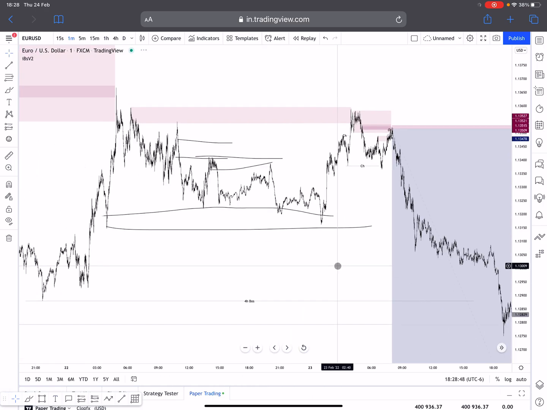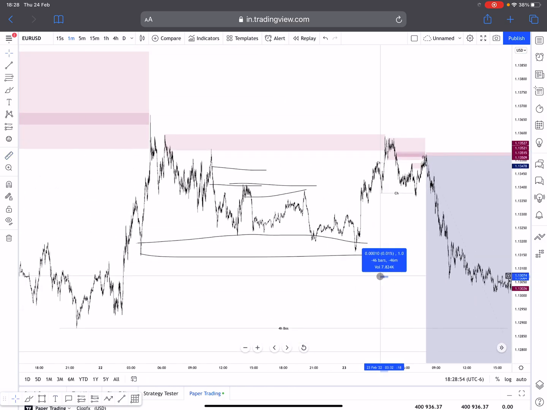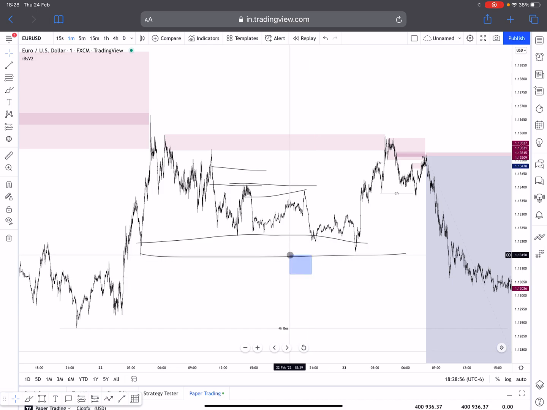Just let me delete all this mess. Oh yeah, sure. I don't have the keyboard connected. Now I do, yeah. So let's delete all this mess.